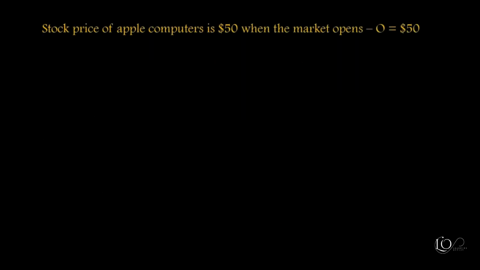So the stock price of Apple computers is $50 when the market opens. This directly means that O equals $50. Now price can go up, it can go down. Since the market opened at $50, O is always going to be fixed at $50. So after the market is open, there are going to be a number of fluctuations in prices.